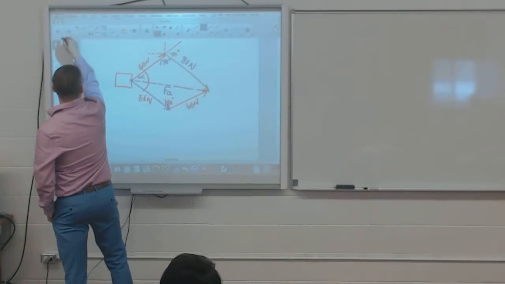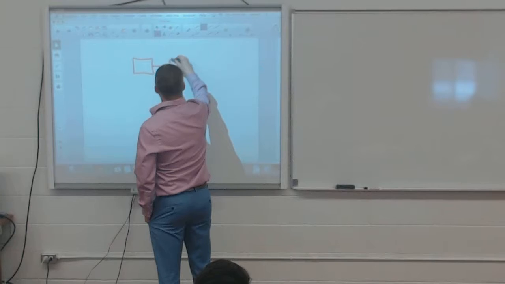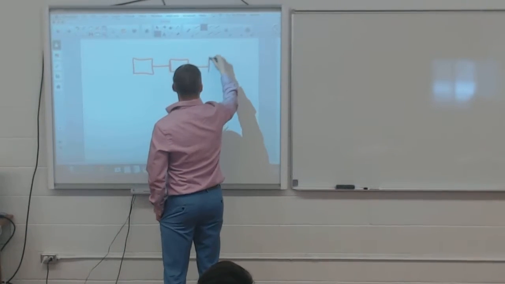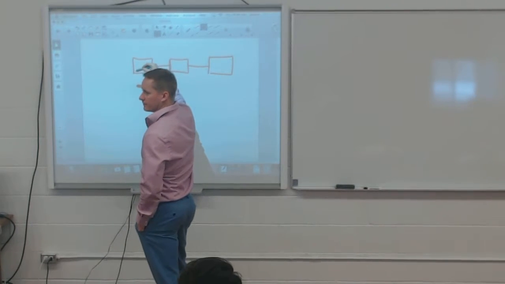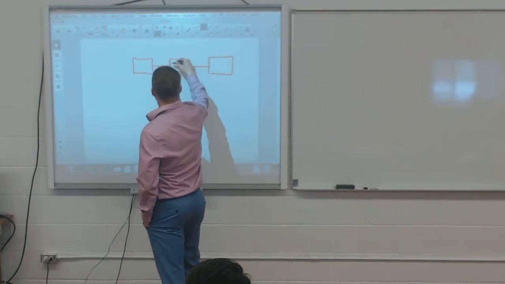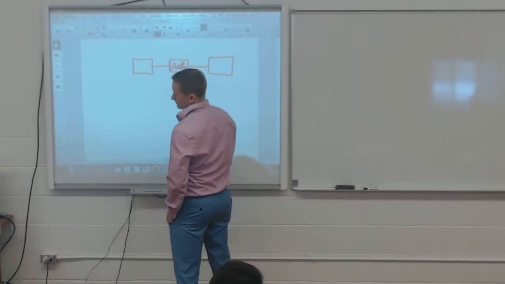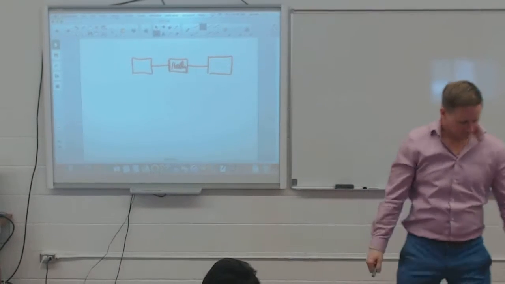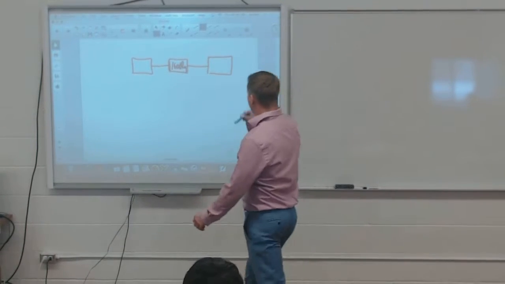You draw yourself a diagram. Here's my plane, the first glider, the second glider. What's the mass of the plane? We don't need it. The first glider is 1,600, and the other one is 800. The first glider has a mass of 1,600, the second has a mass of 800.